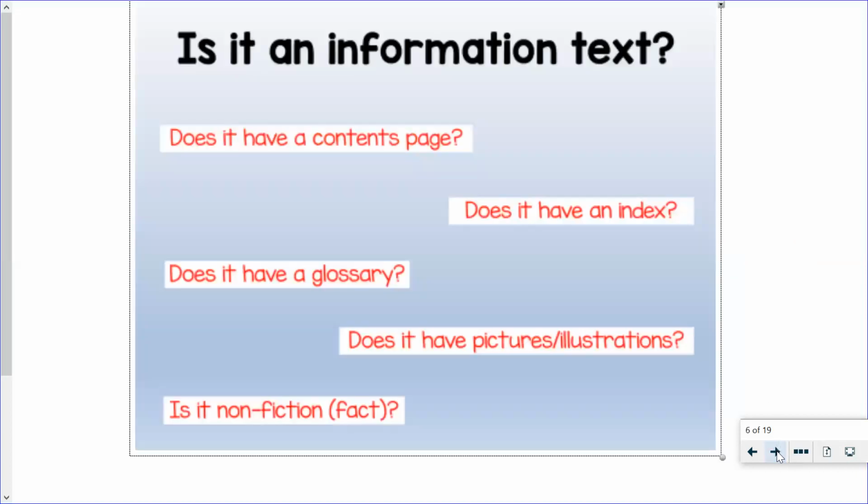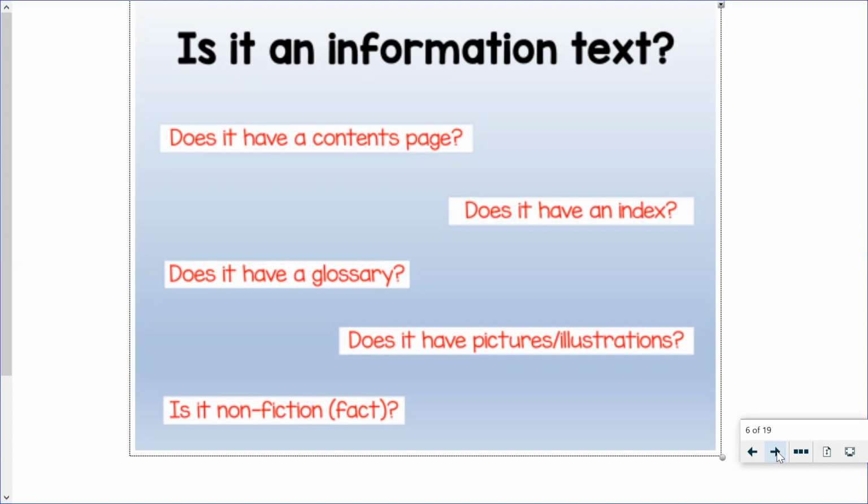Fantastic. So today we're going to have a little think and we're going to learn more about information text. So how do you know if a text that you're reading is an information one? Have a think about these questions. Does it have a contents page? Does it have an index? Does it have a glossary? Does it have pictures and or illustrations? Is it non-fiction? So does it have facts? Okay, let's have a look.